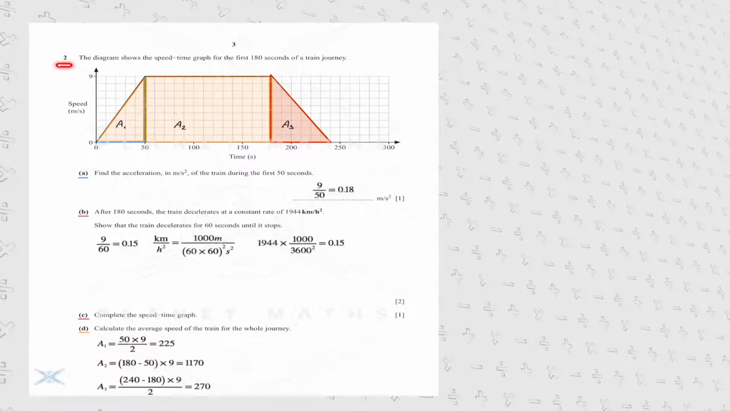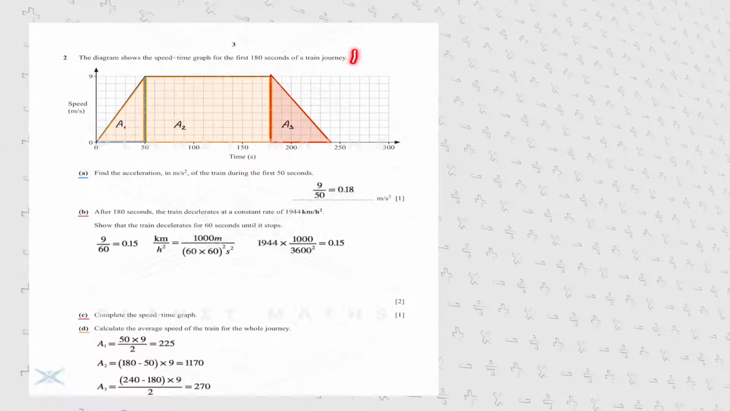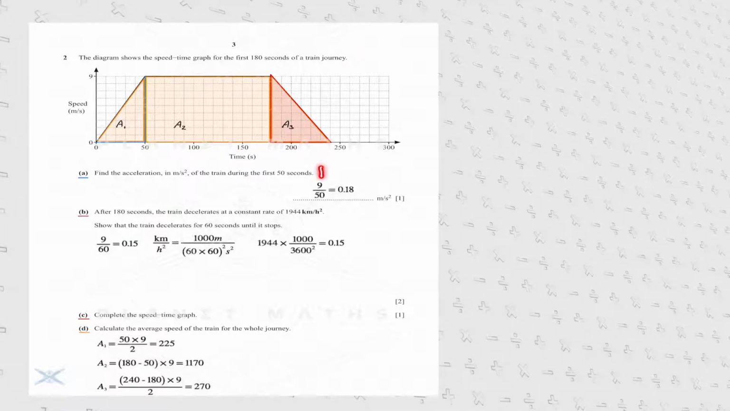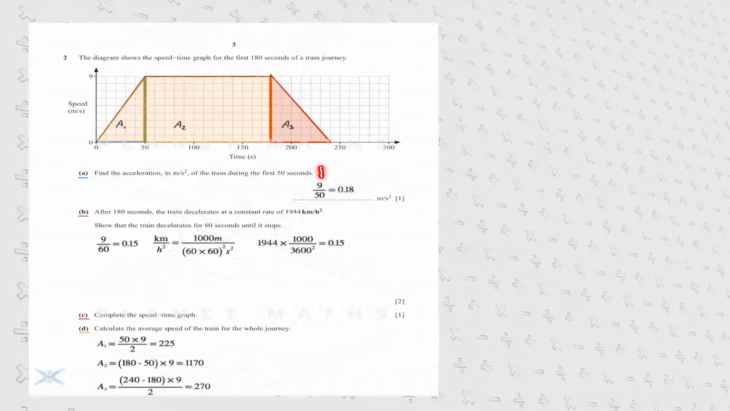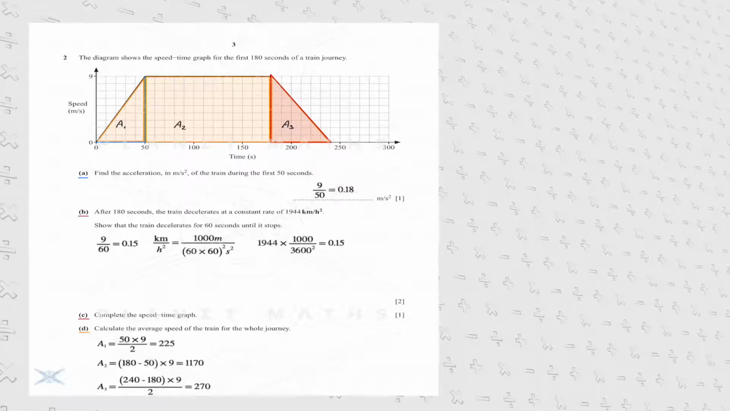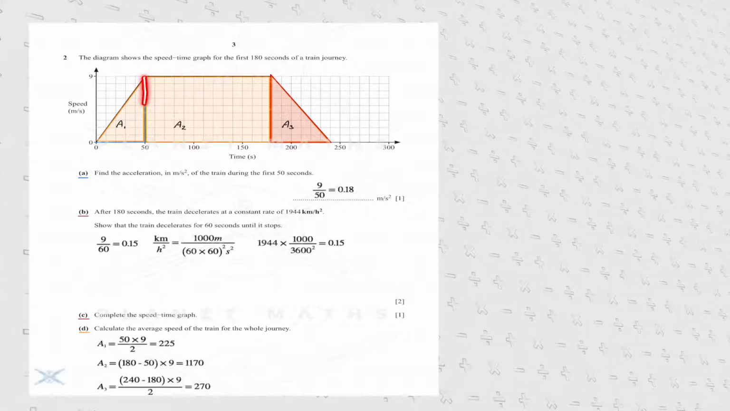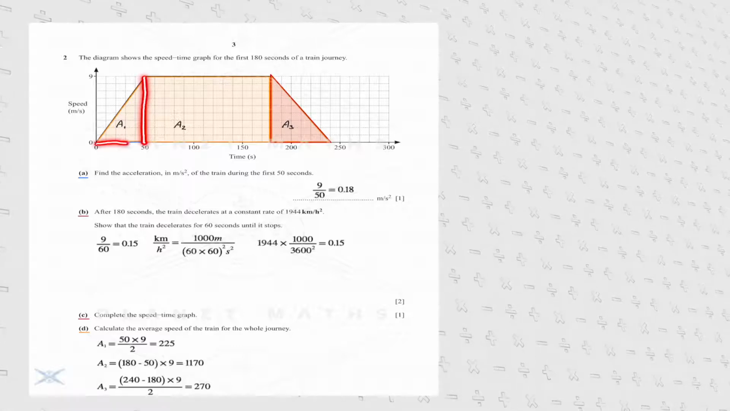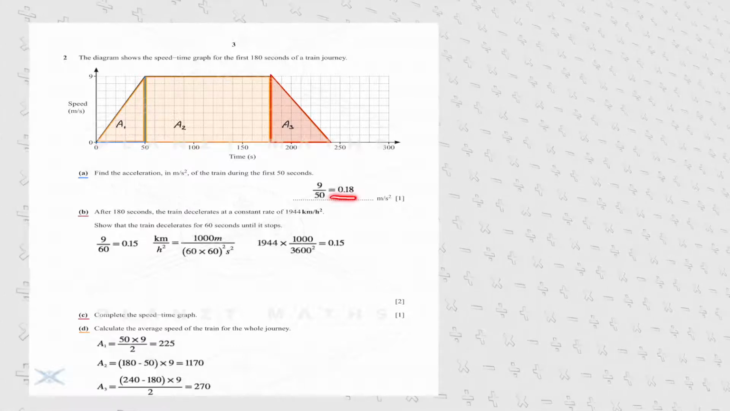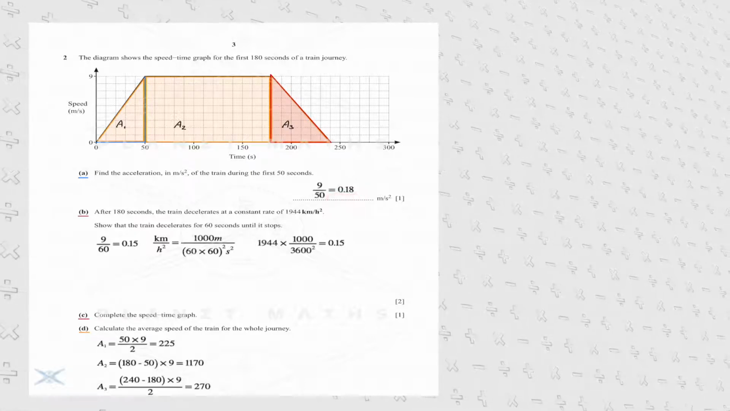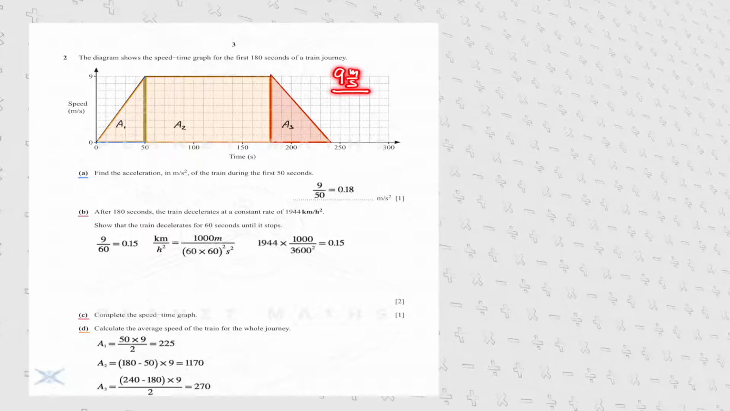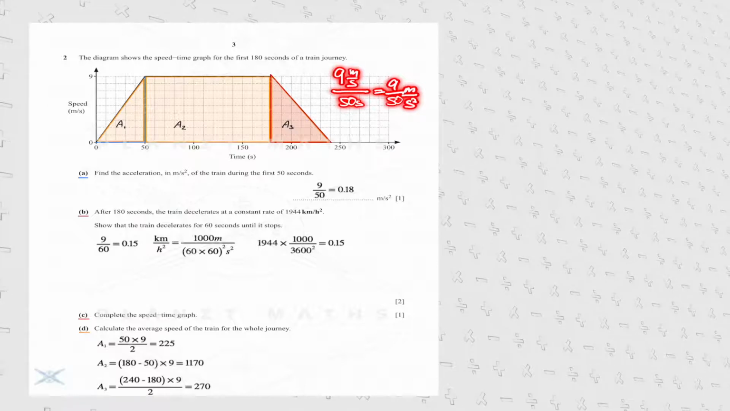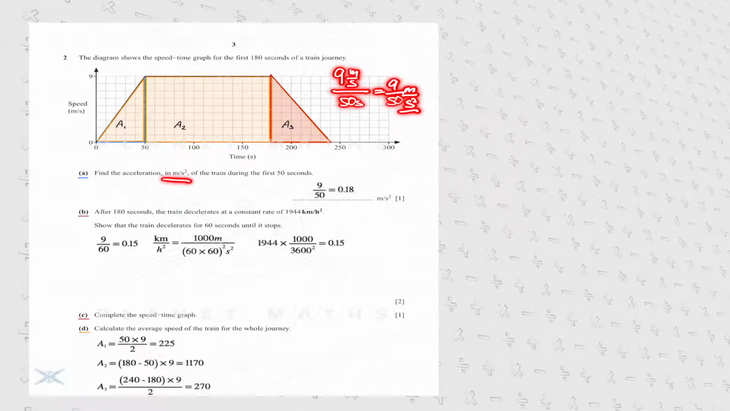Next on to exercise 2 of this exam paper, where we are provided with a diagram that shows the speed time graph for the first 180 seconds of a train journey. In part A, we should find the acceleration in meters per second squared of the train during the first 50 seconds. This can be determined by dividing the speed achieved after 50 seconds, which is 9 meters per second, by the time traveled, which equals 50 seconds, which equals 0.18 meters per second squared. This must be true since 9 meters per second divided by 50 seconds can be transformed to 9 over 50 meters per square seconds, which is exactly the unit that we are looking for in terms of the acceleration of the train.